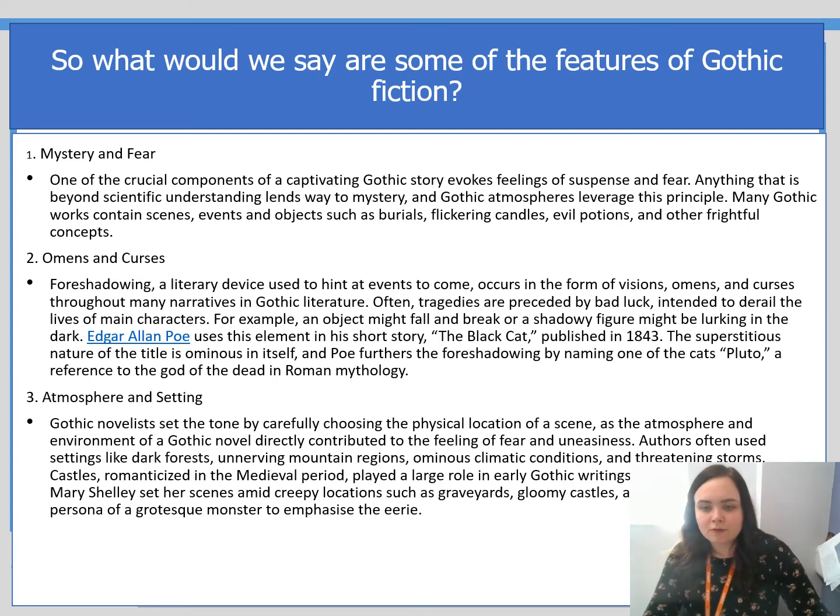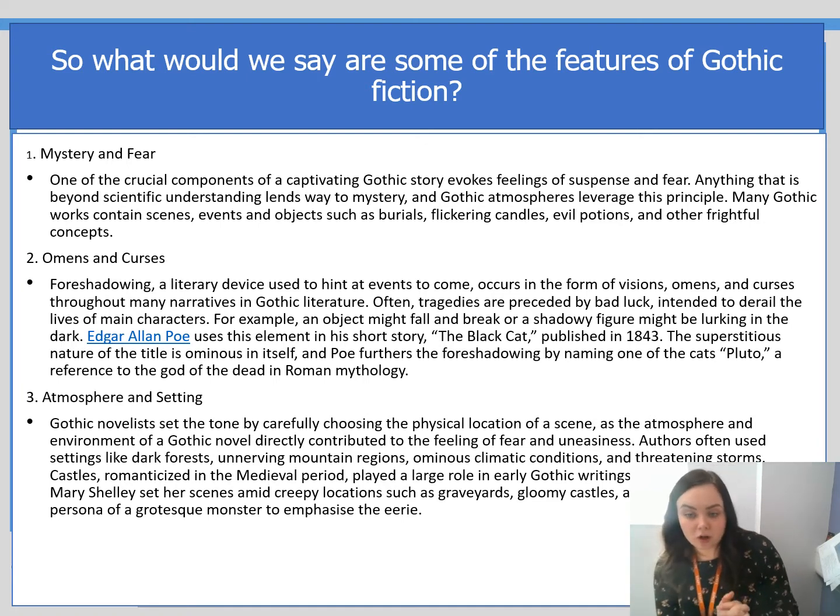So those sorts of ideas are continued throughout the novel and developed and further expanded, and it's a typical feature of Gothic fiction. Atmosphere and setting. So Gothic novelists set the tone by carefully choosing the physical location of a scene, as the atmosphere and environment of a Gothic novel directly contribute to the feelings of fear and uneasiness.